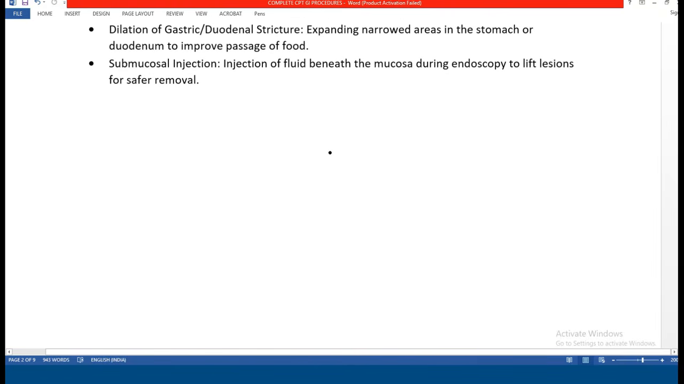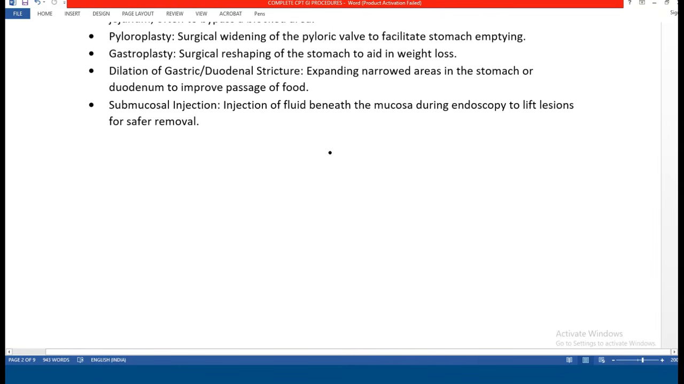Dilation of gastric or duodenal stricture. So this is self-explanatory. Basically, if the patient has any type of stenosis or narrowed area in the stomach or duodenum, the patient will undergo this dilation of gastric or duodenal stricture in order to improve the passage of fluid or food. Submucosal injection. Injection of fluid beneath the mucosa during endoscopy to lift a lesion for safer removal.